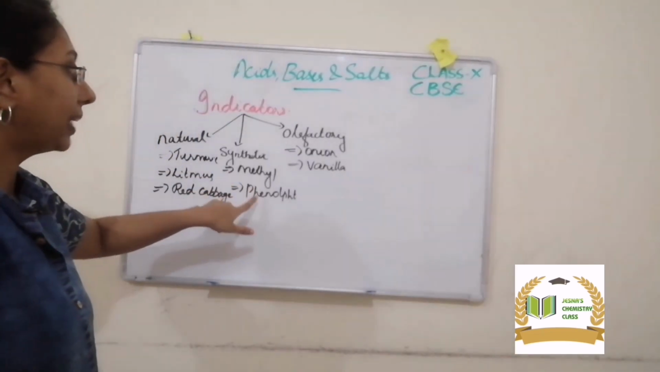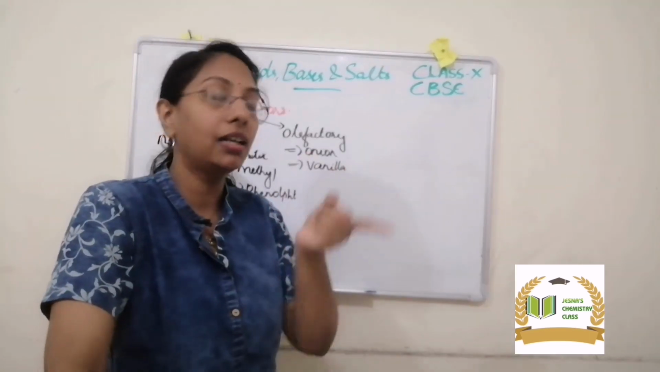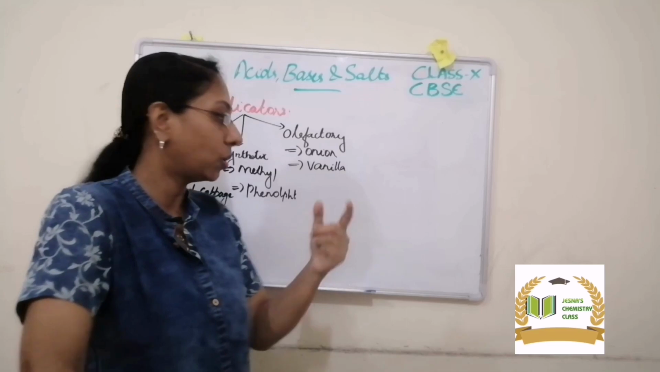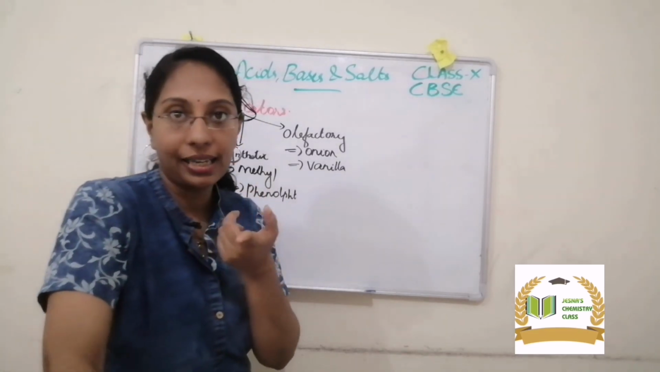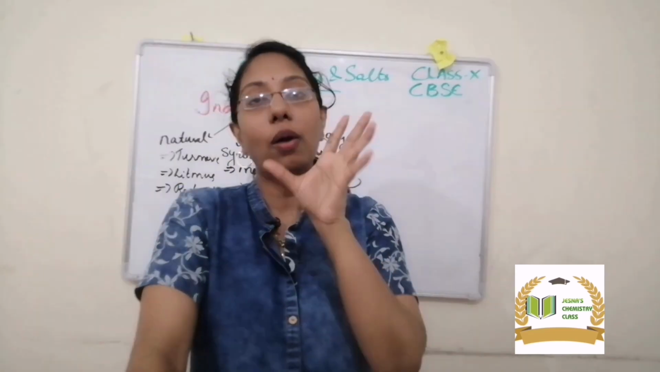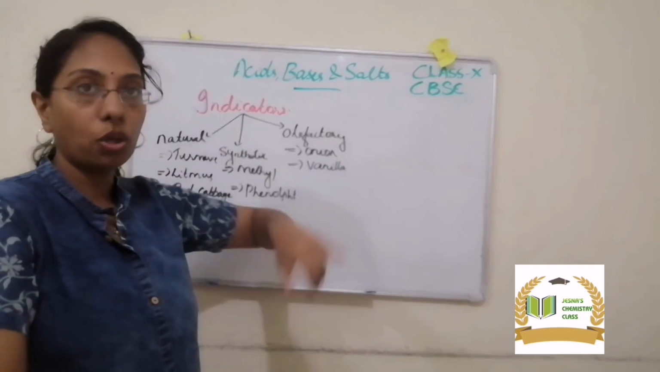Then the synthetic indicators, methyl orange and phenolphthalein. Methyl orange changes its color into red in acidic solution and yellow in basic solution. Phenolphthalein is colorless in an acid, and it will have a purple or pink color in a basic solution. Then come olfactory indicators.